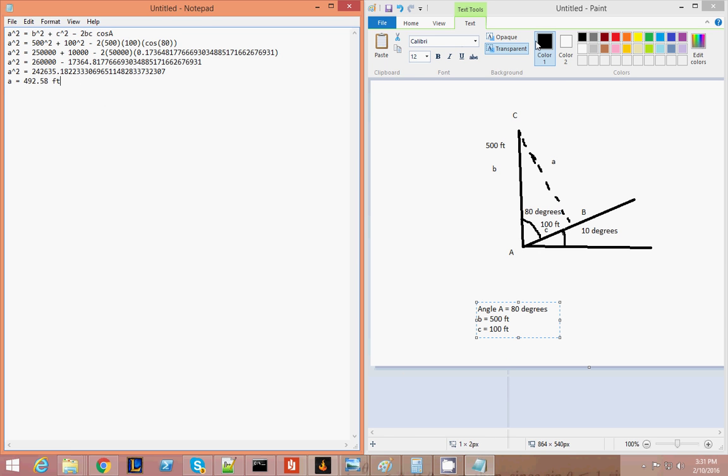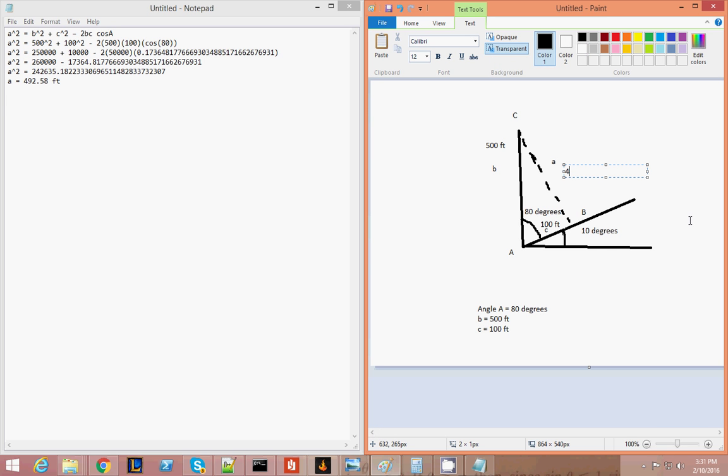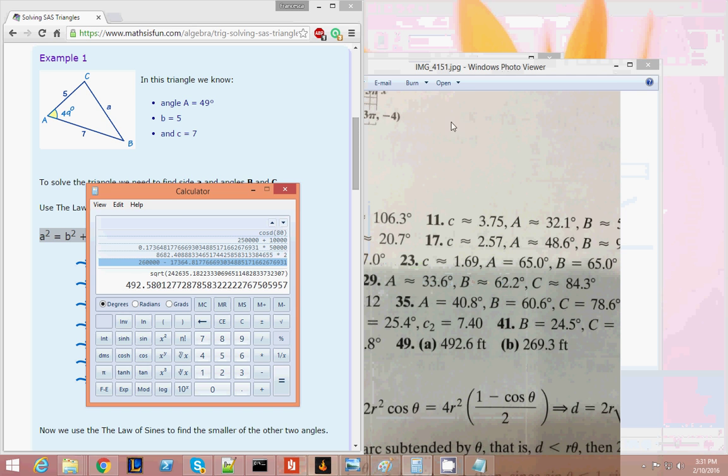And to confirm that we got the right answer, we have the answers here. So for question 49a, 492.6, and if we rounded it, it would be 492.6. So we can see that our answer is correct.